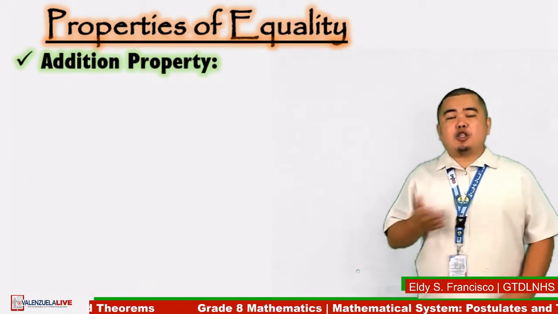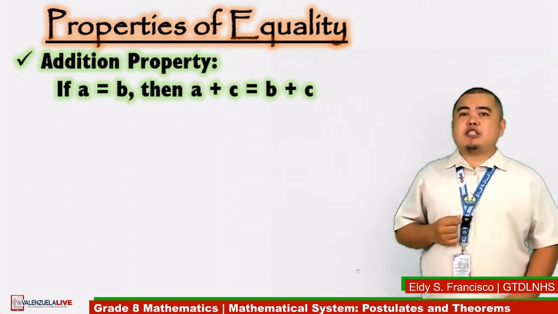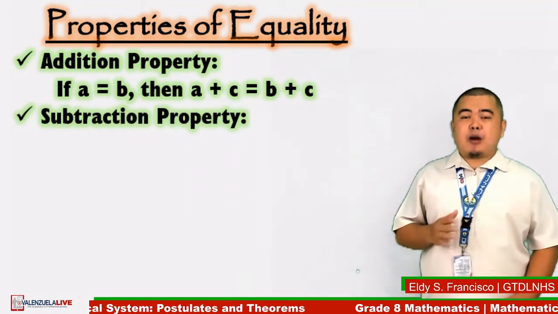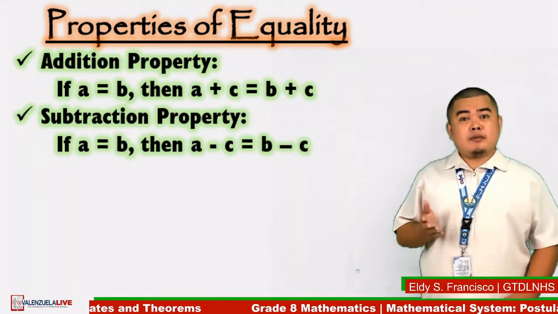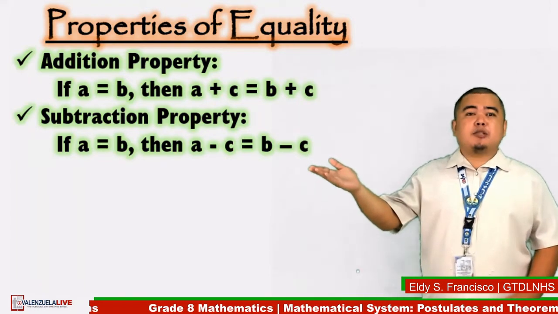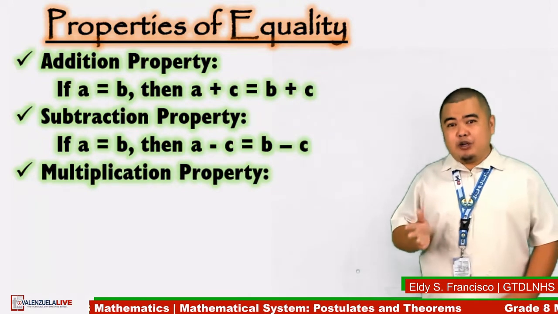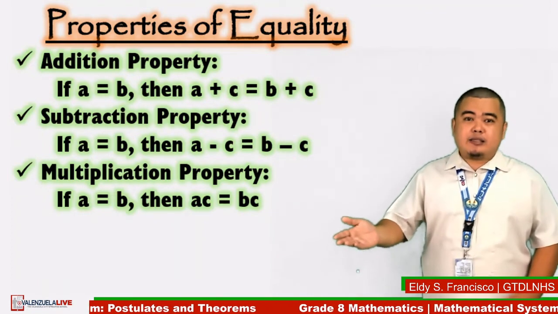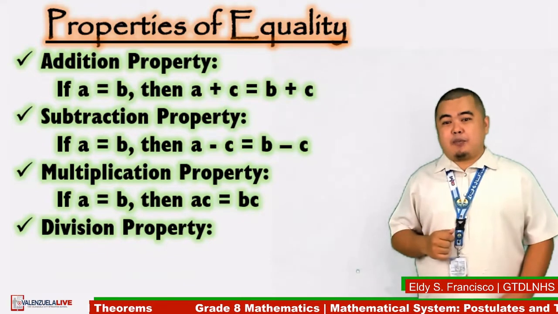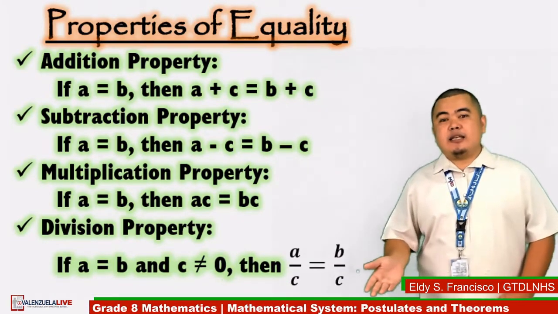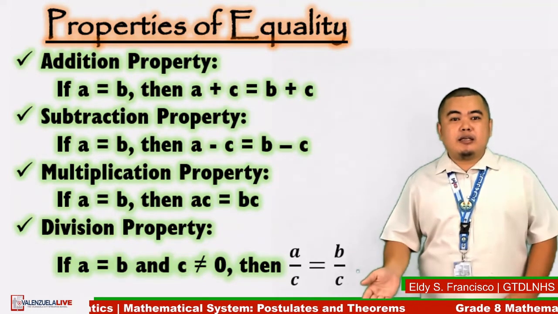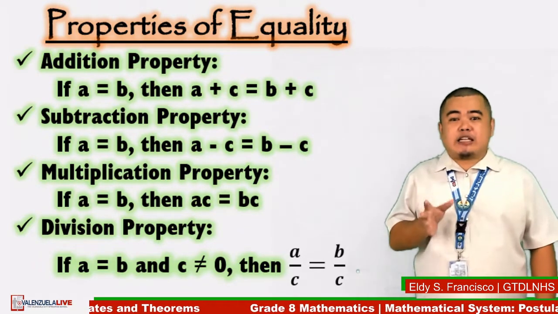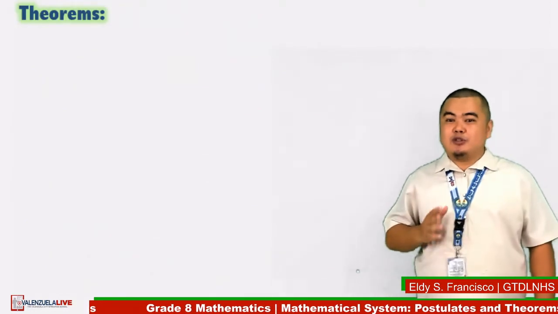We also have the addition property. If A equals B, then A plus C equals B plus C. Subtraction property. If A equals B, then A minus C equals B minus C. Next, we have the multiplication property. If A is B, then AC equals BC. And last, we have the division property. If A equals B and C is not equal to 0, then A over C is equal to B over C. I think with what we have discussed earlier, we are now ready to prove some theorems.